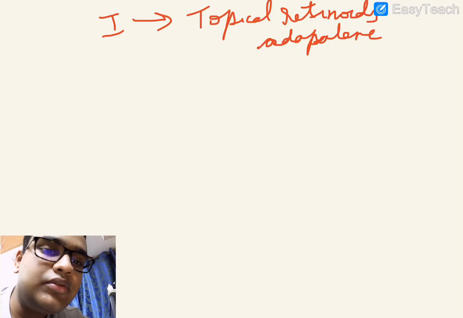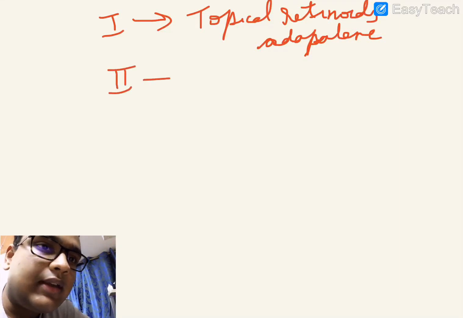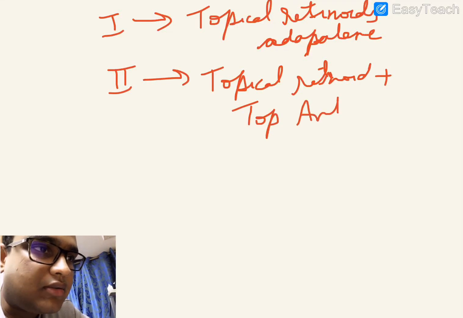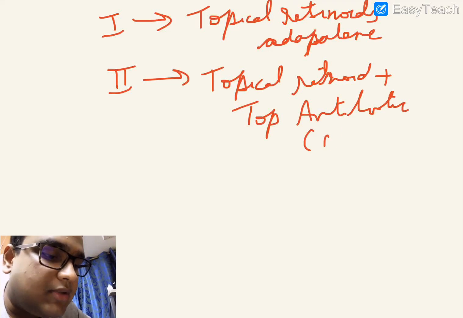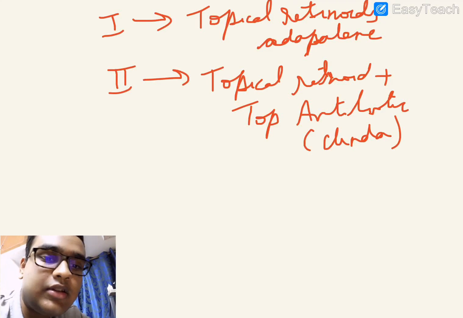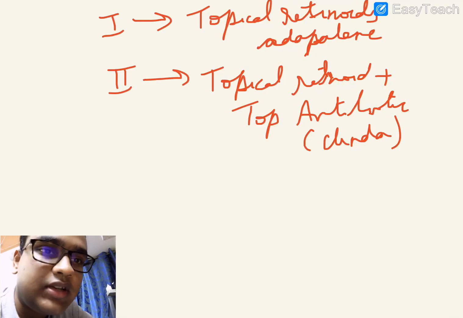So adapalene is a new retinoid preparation which has relatively fewer side effects, which is used as a topical retinoid. Apart from this, even tretinoin can be used. For grade 2 acne, the treatment would be topical retinoids with a topical antibiotic. So what antibiotic would you use? You would prefer clindamycin. Also topical benzoyl peroxide is used. So topical clindamycin or topical benzoyl peroxide is also used.